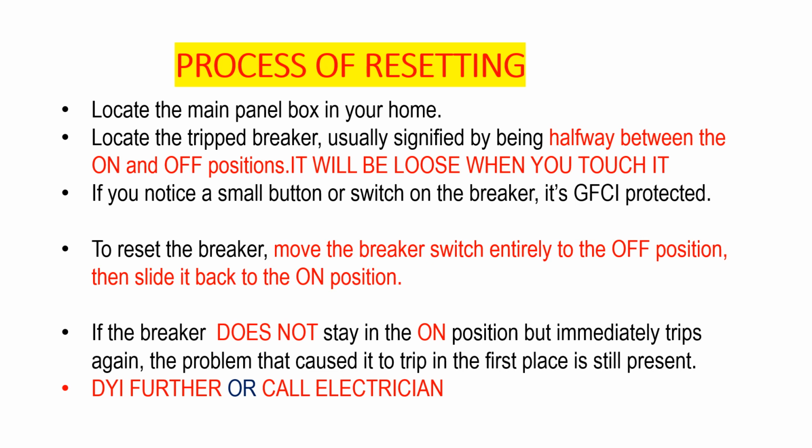Or you can see there will be a marking between on and off. There will be a marking for trip, and the line will be aligned with the trip line. So you can always identify whether it has tripped. If it is in the trip position, it means that there is a ground fault, maybe permanent or maybe temporary. So you have to now reset this breaker.